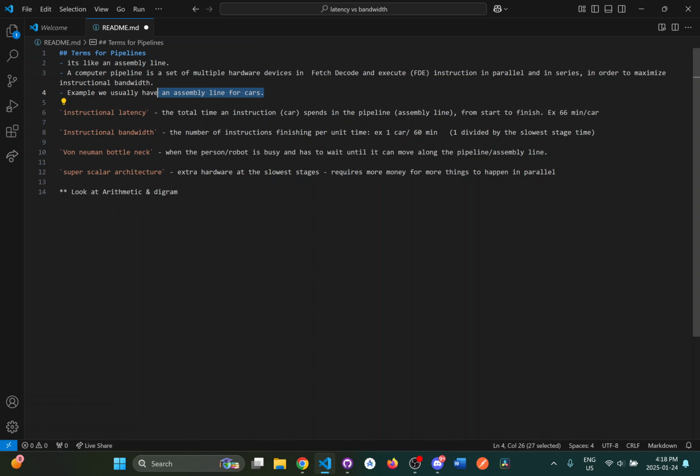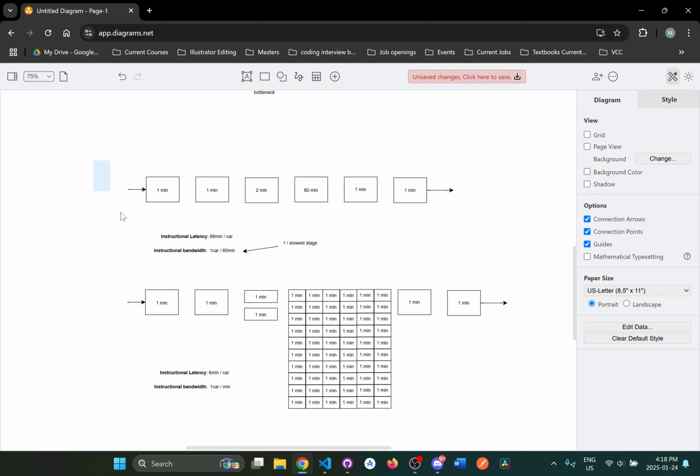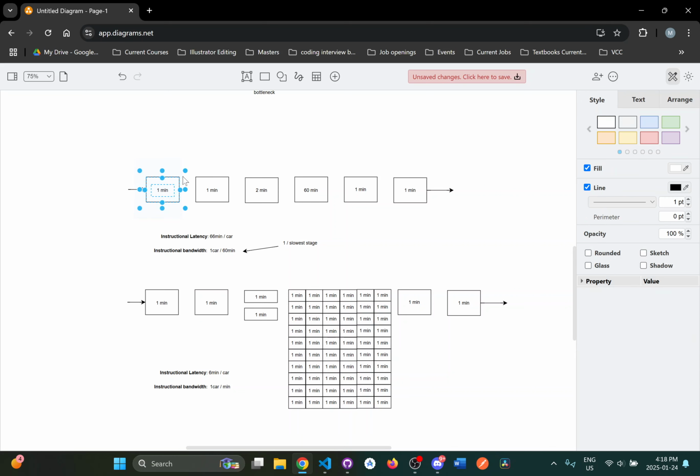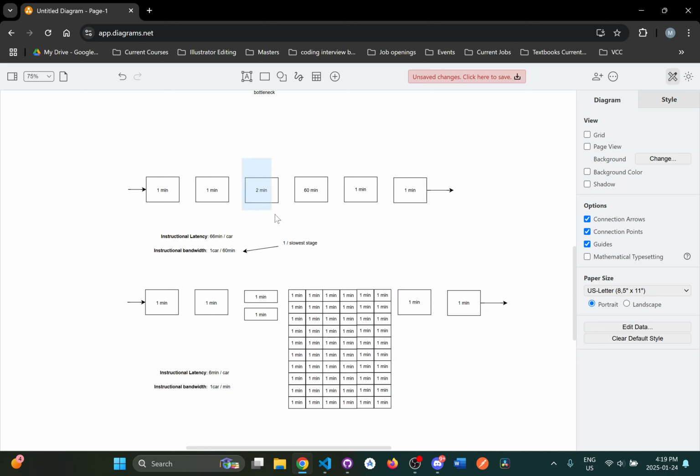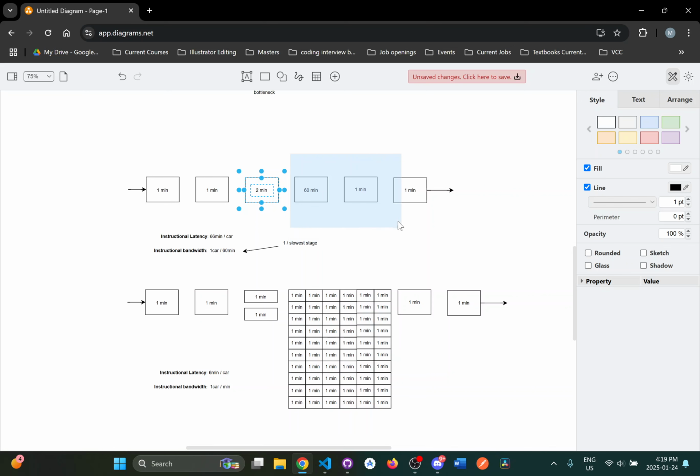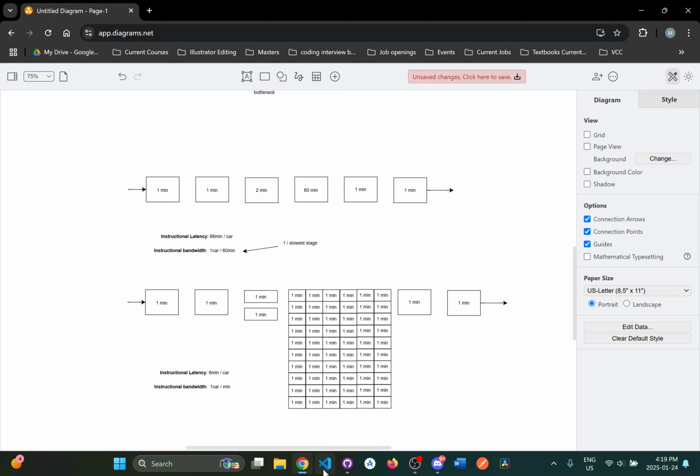An example is an assembly line for cars. Cars usually start off with random parts. If we go back here, we have all the parts of the car. Then we go through the assembly line. First it'll be the mainframe, then maybe they'll add something else on the car, and then maybe they'll add a window or all the doors, and then it keeps going down the pipeline until it produces a finished product.